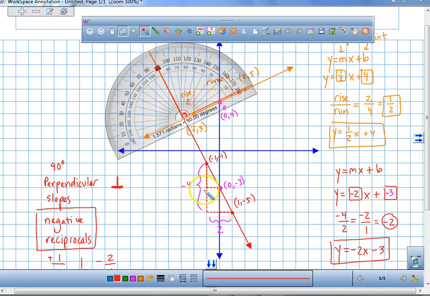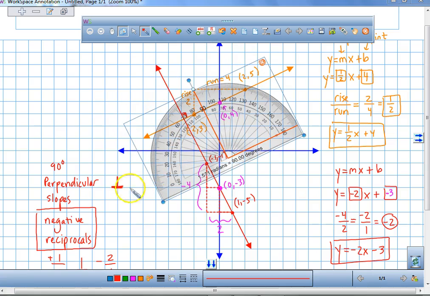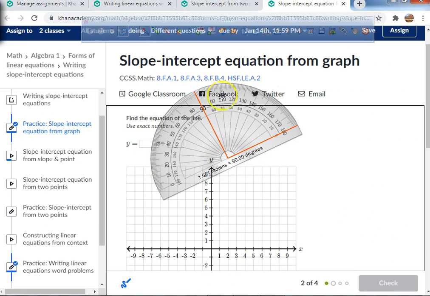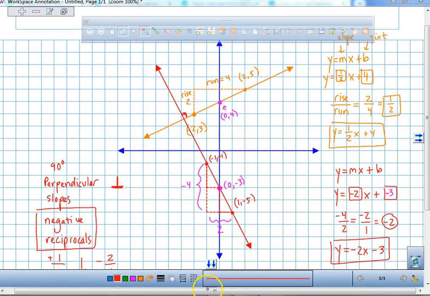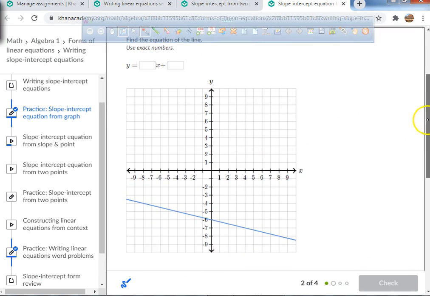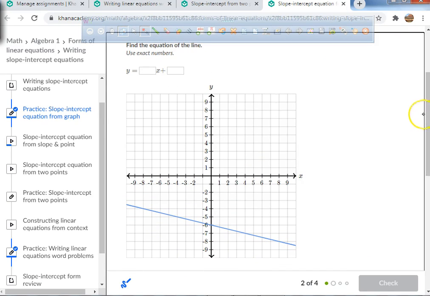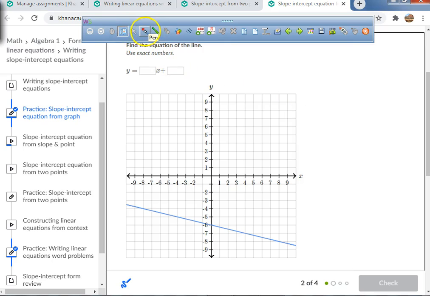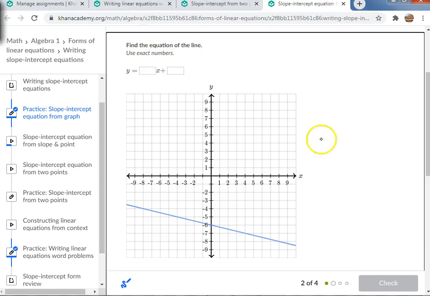Now I said I was going to do 4 lines. I'm just going to do 2. I think 2 is enough. This is a good example for perpendicular slopes. So if we go over to the Khan Academy, let's take a look at this line right here. Now you don't have to draw this, okay? Just kind of work with me here. I'm going to do a couple of these and that's it. Then we're going to go on to the next section.